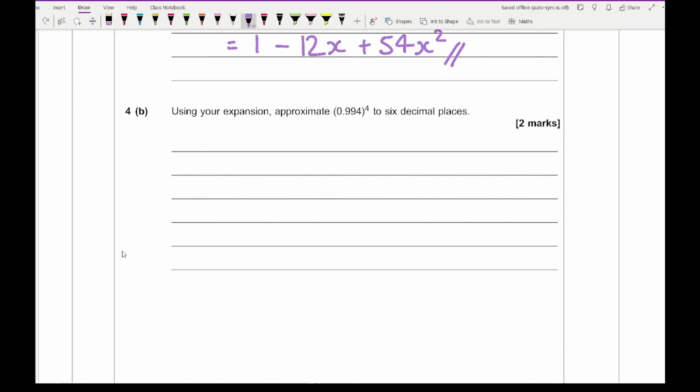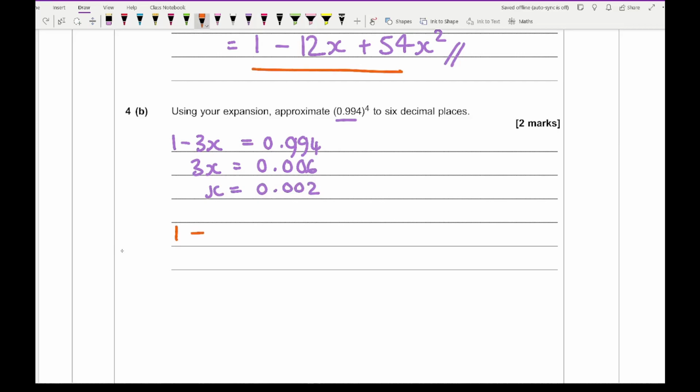places. So for this, first things first, what I've got to do is make the bracket equal to this number here. That should be 0.994. And doing a bit of rearranging, that gives me 3x equals 0.006. So x equals 0.002. Then all I then need to do is substitute it into this.